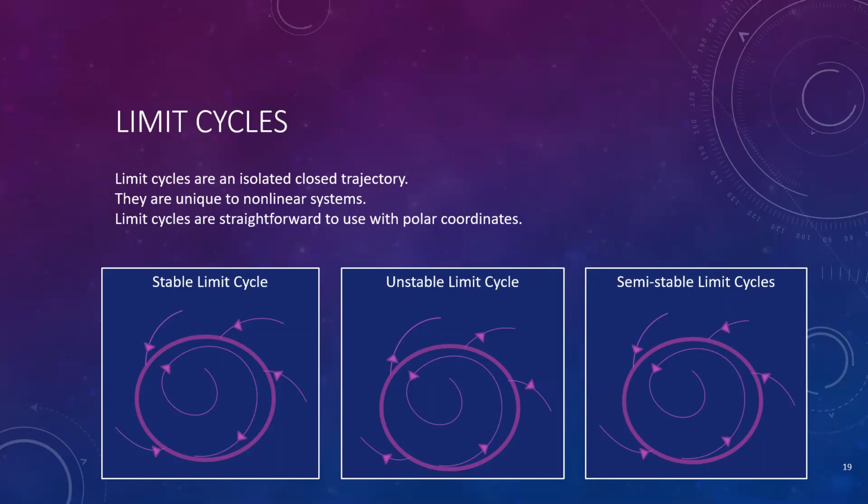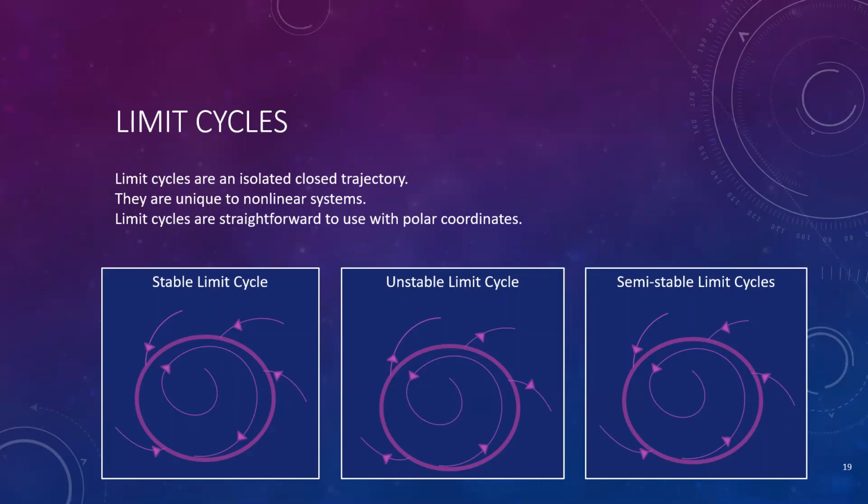In the unstable limit cycle, we have something different. In fact, all points are being repelled from the limit cycle line. All points on the outside go further outside, and all points on the inside go further to the center.